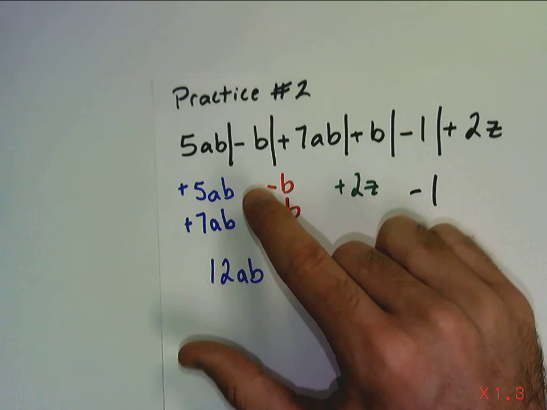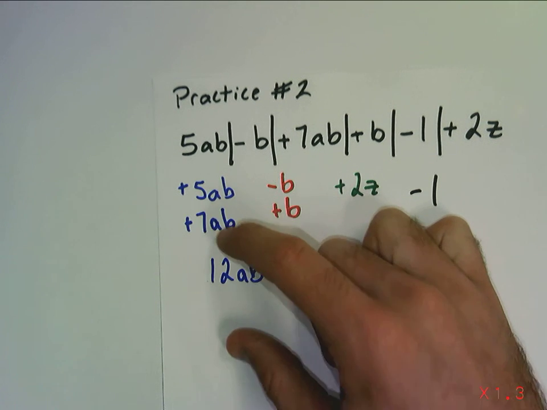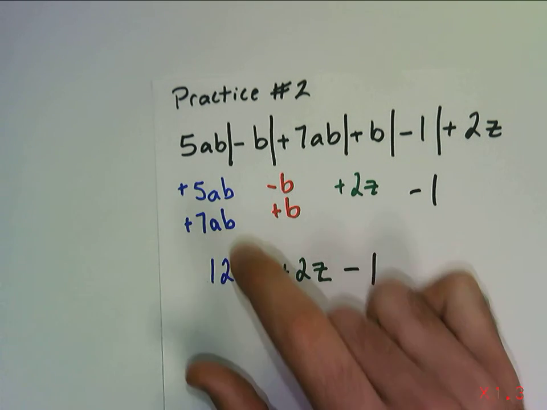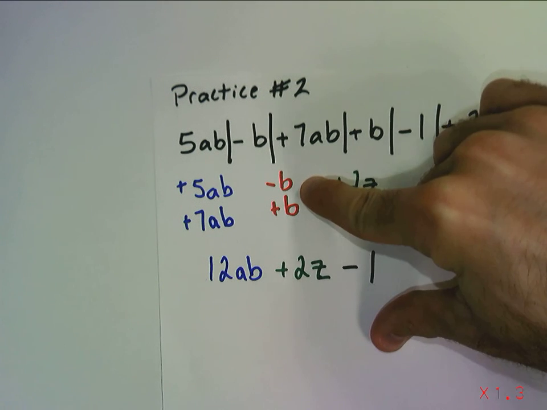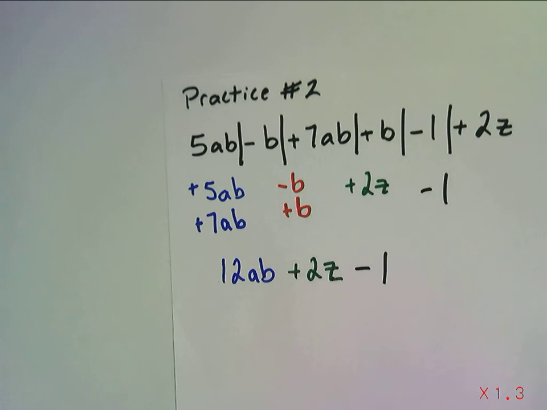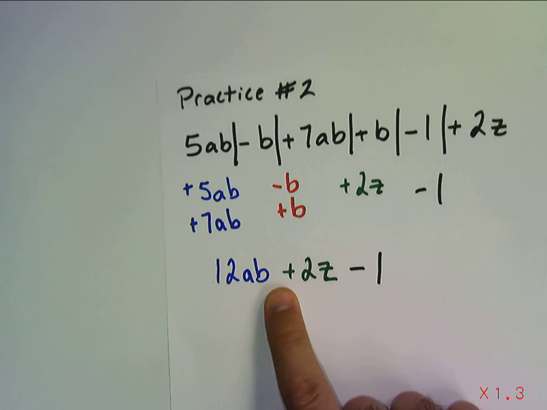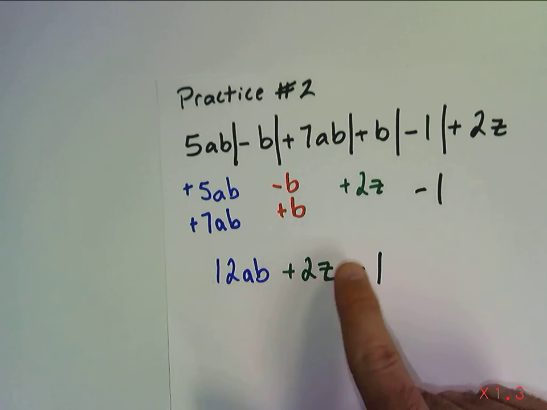So going through combining these, I'm just looking at the coefficients, remember. Exponents and variables stay the same. So 5 plus 7 is 12, and the AB comes along with that. For the B's, I have a negative B and a positive B. Those cancel each other out, so there's 0B. I could have written 0B down here, but it's not necessary because they're gone, so I just didn't include it down here.